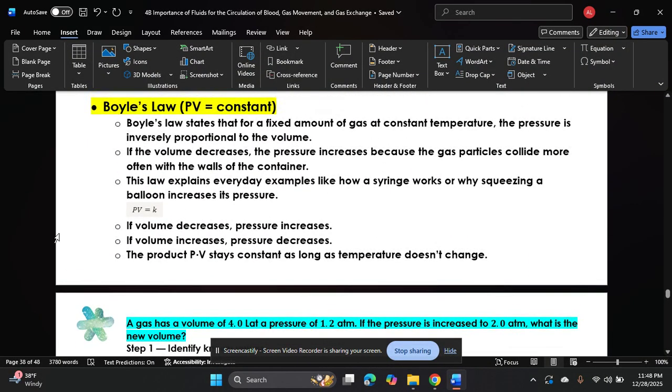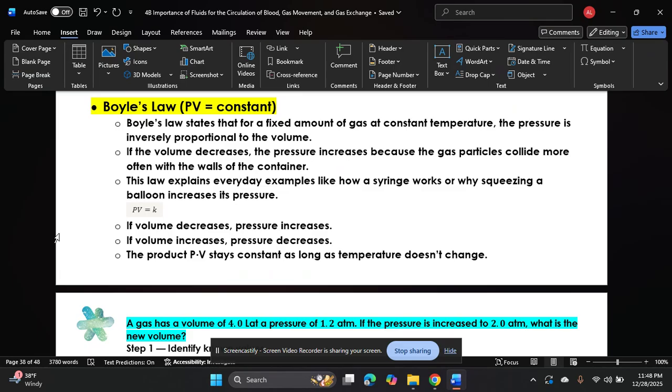Boyle's law states that for a fixed amount of gas at constant temp, the pressure is inversely proportional to the volume. If the volume decreases, the pressure increases because the gas particles collide more often with the walls of the container. This law explains everyday examples like how a syringe works or why squeezing a balloon increases its pressure.